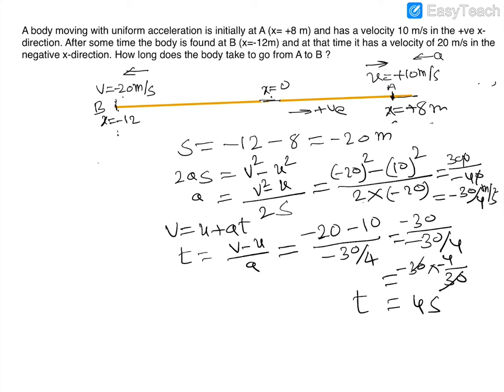Time is 4 seconds. You should always get time as 4 seconds. If not, you have made some mistake.